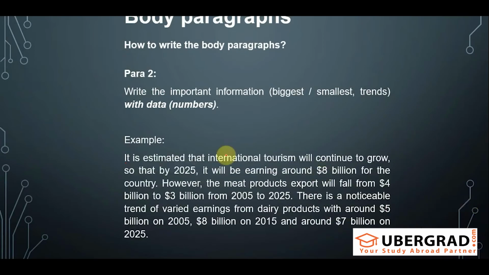Next, it is estimated that international tourism will continue to grow so that by 2025 it will be earning around $8 billion for the country. So it is estimated that, okay, again it is not sure, they have used the word estimated. However shows what? Contrast, right? So here they are talking about growing, increasing. So as soon as you come across however, you should understand that they will talk about decrease now, because it's a contrast indicator.